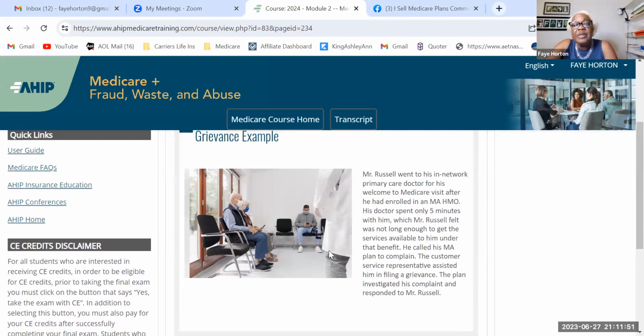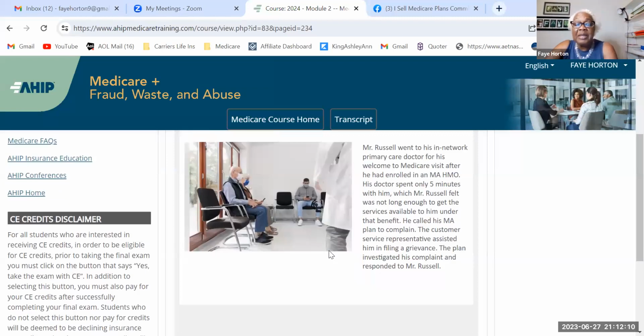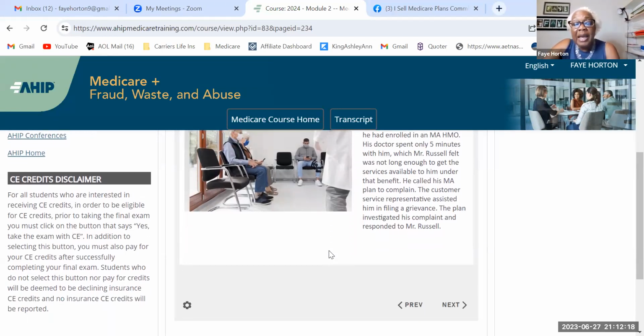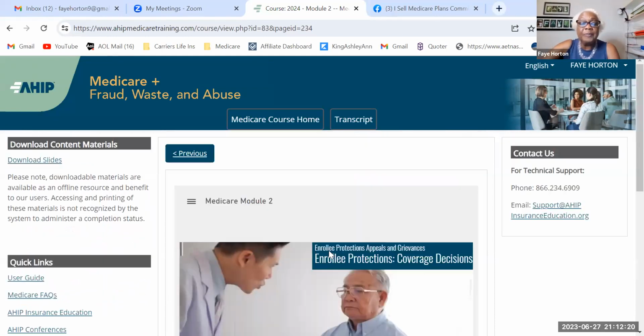Mr. Russell went to his in-network primary care doctor for his Welcome to Medicare visit after he enrolled in a Medicare Advantage HMO. His doctor spent 5 minutes with him, which Mr. Russell felt was not long enough to get the services available to him under that benefit. He called his Medicare Advantage plan to complain. The customer service representative assisted him in filing a grievance. The plan investigated his complaint and responded to Mr. Russell.